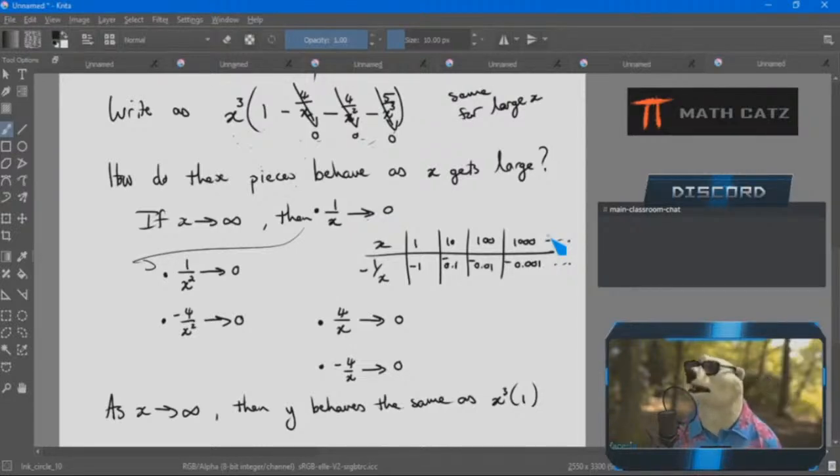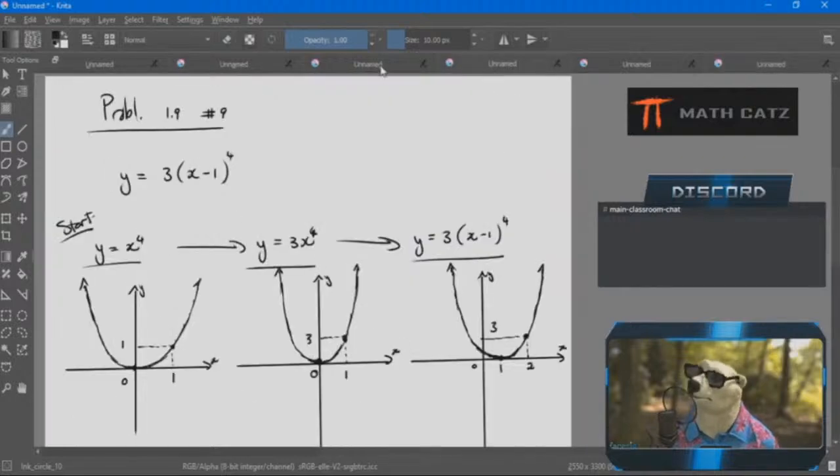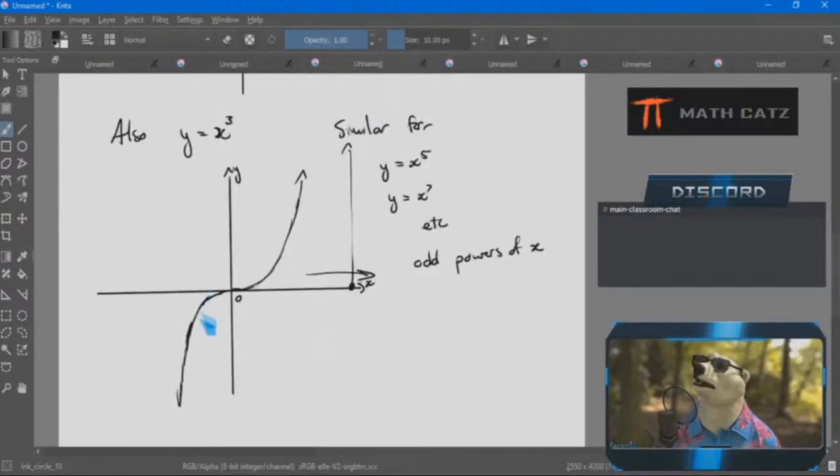I know it's D2L. In my version up here of the function, everything shrinks down to 0 except the x cubed and the 1. They don't. So if x is big enough, and this is a key sentence here, if x is big enough, then my function y behaves the same as x cubed times 1, and the 1 doesn't actually matter. So if I look at my x cubed function, where is it? It's over here. In the middle, it could be very different, up and down, all kinds of things. But if I just go far enough, eventually it's going to follow that template x cubed graph.